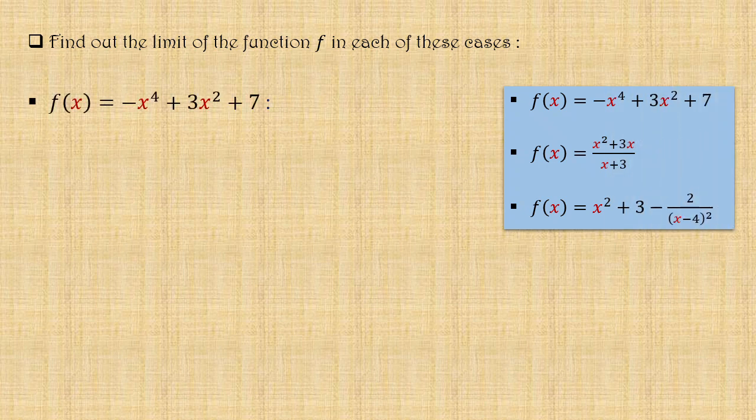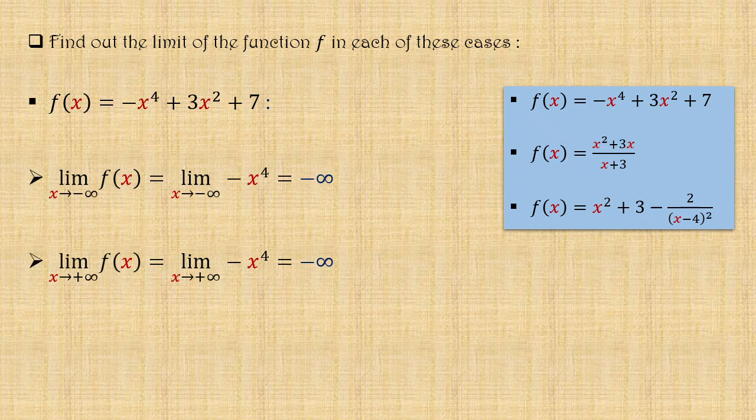So, as for every polynomial function, the limit of our function f, when x heads to negative infinity, equals the limit of the term with the highest power, which is in this case minus x to the power of 4, when x heads to negative infinity. And this limit equals negative infinity. As when x heads to positive infinity, the limit of our polynomial function equals also the limit of minus x to the power of 4, which equals negative infinity.